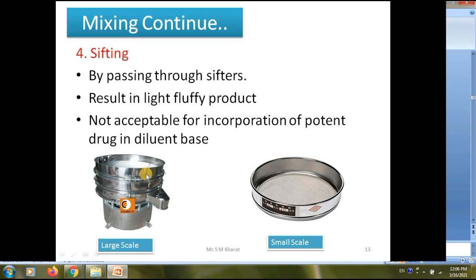Similar phenomena over here I can achieve. Fine, so this is the sifting. By passing through the sifters, the result is a light, fluffy product. The product we are going to achieve on the downward side of this sieve will become so fluffy because entrapment of air between the particles will be more in this. So these are not acceptable for incorporation of a potent drug into a diluent base.